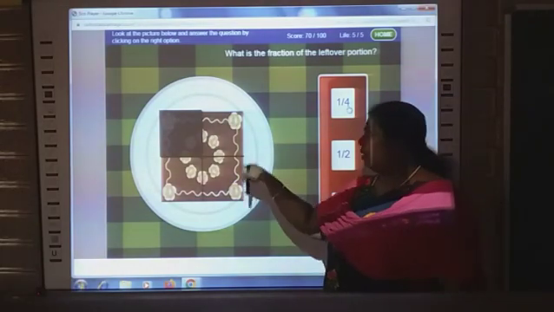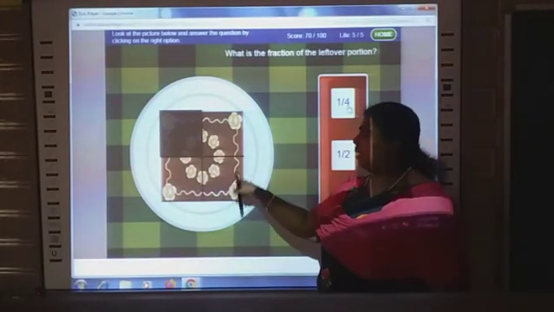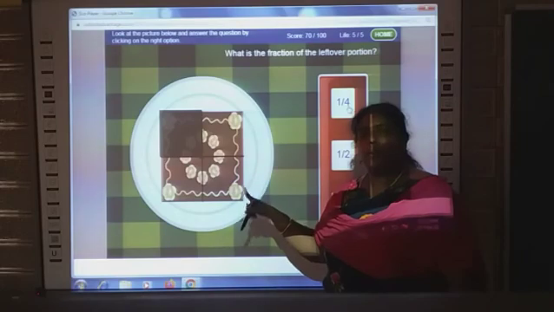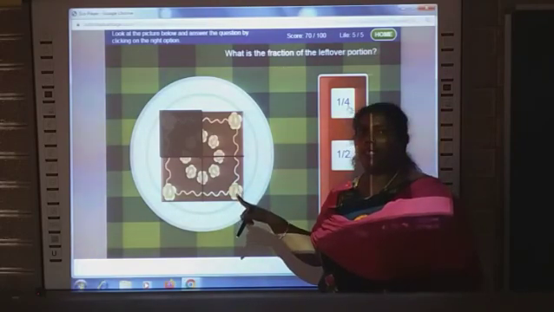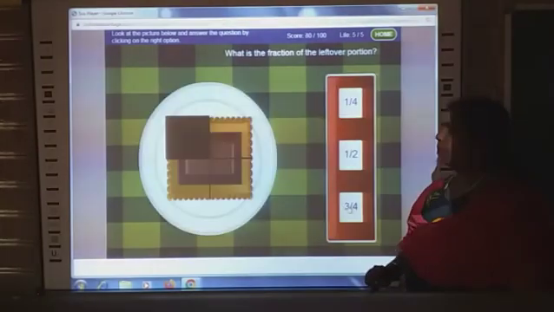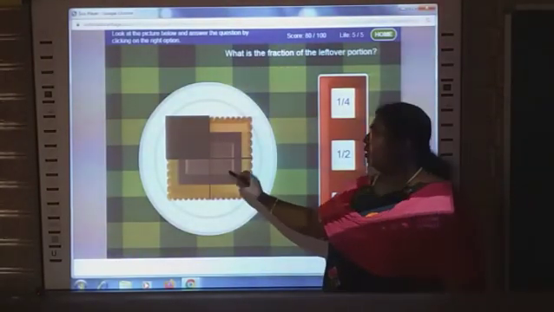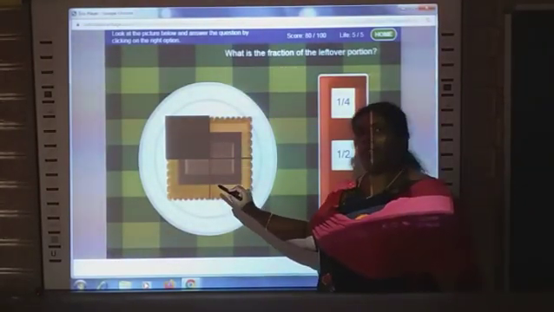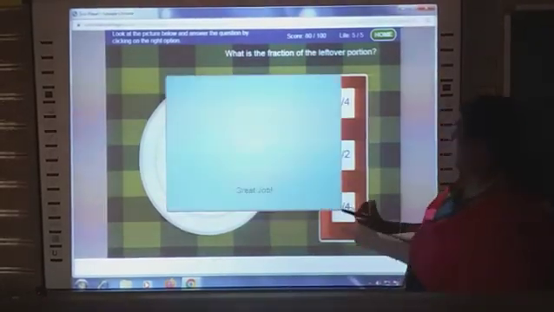See, this cake is divided into 4 pieces. Here how much is left over? How many pieces are left? 3 pieces, right? 3 pieces. The answer is 3 by 4. Here also, how many pieces left? 3 pieces. The answer is 3 by 4.